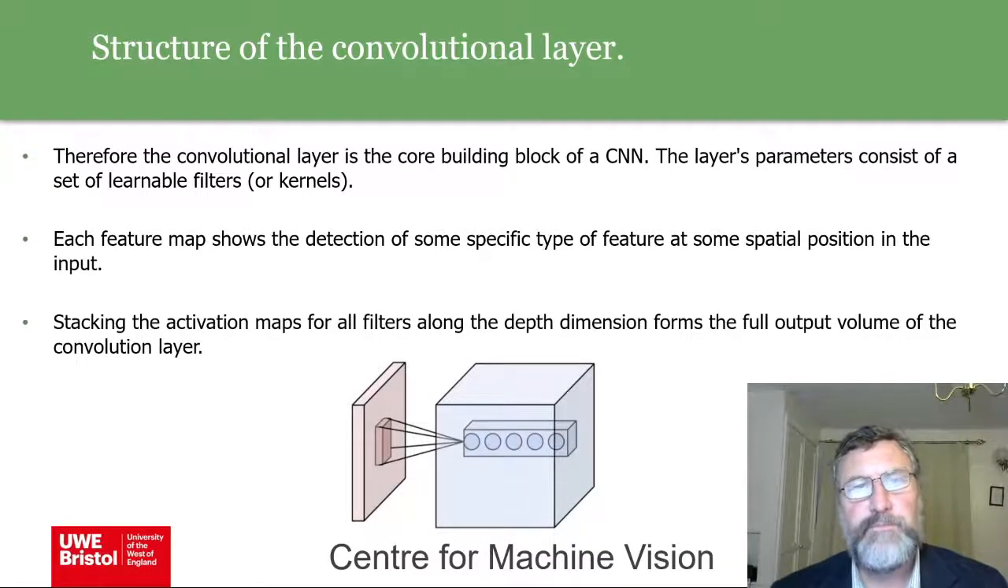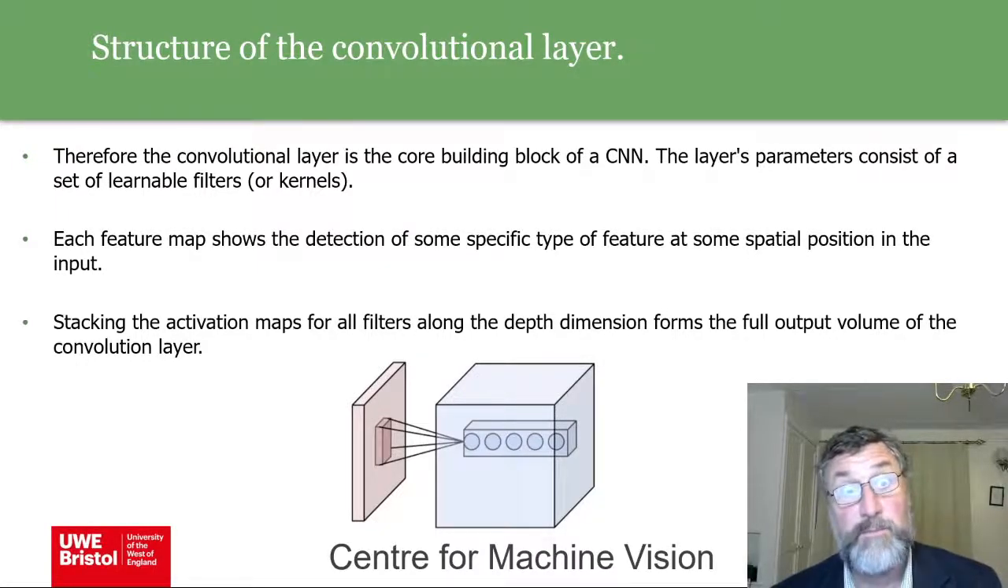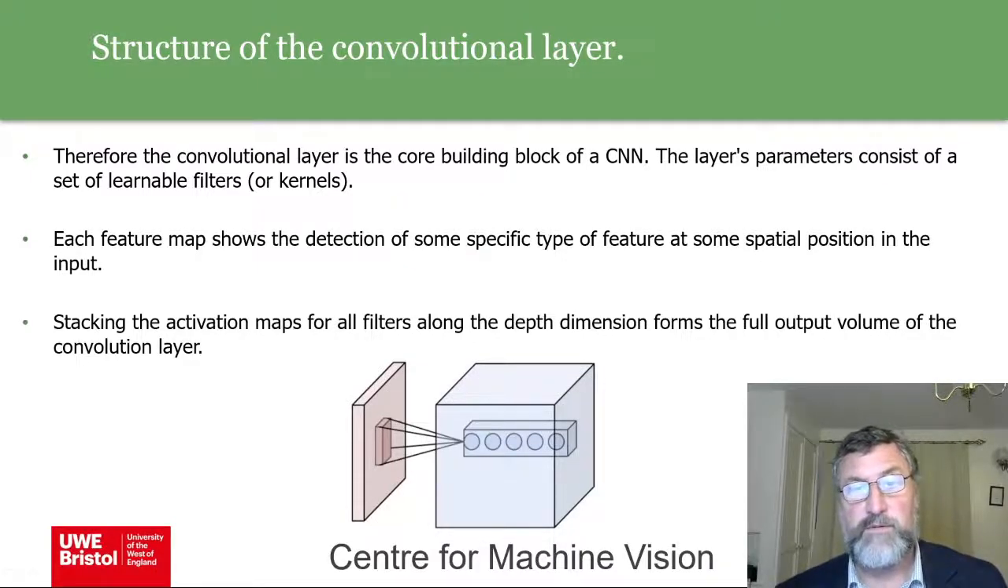And so the convolutional layer is the core building block of a CNN. The layer's parameters consist of a set of learnable filters or kernels. Each filter map shows the detection of some specific type of feature at some spatial position in the input. And then what we do is we stack these activation maps for all the filters along the depth dimension, and it forms the full output volume of the convolutional layer.